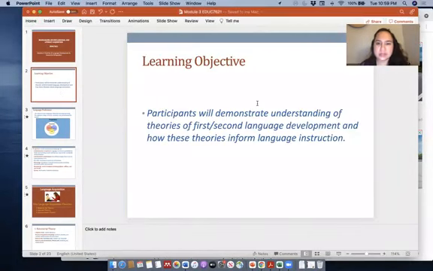So the main learning objective for this module is that participants will demonstrate understanding of theories of first and second language development and explore how these theories inform language instruction. Towards the end of this lecture, we will discuss research and claims that point out issues within these theories that are often normalized in the field of second language learning.